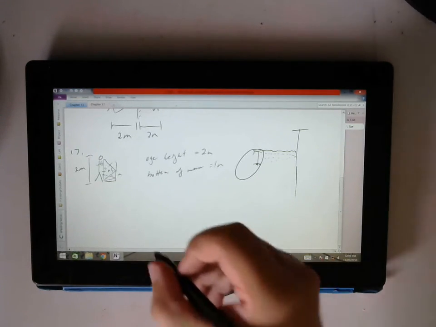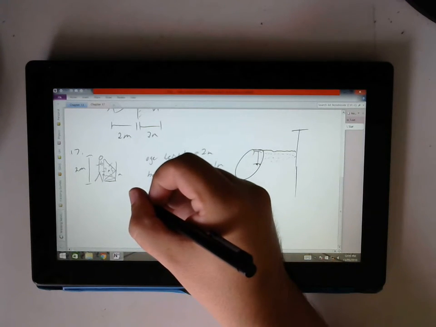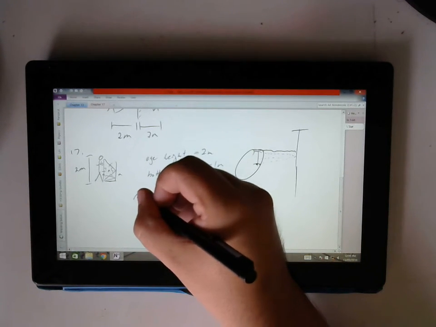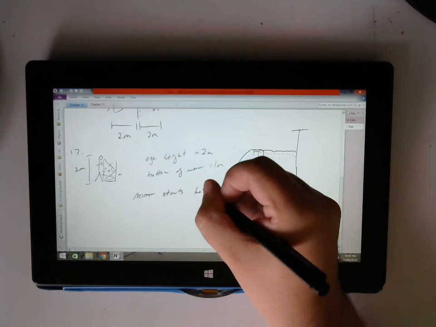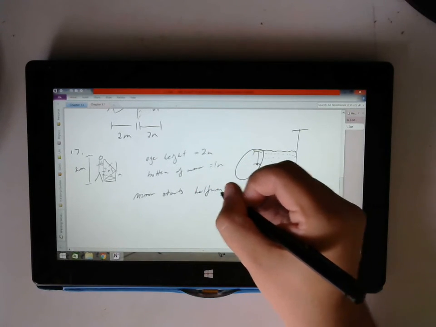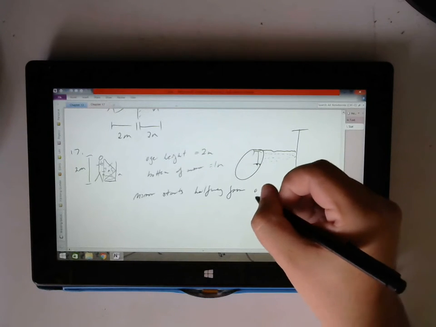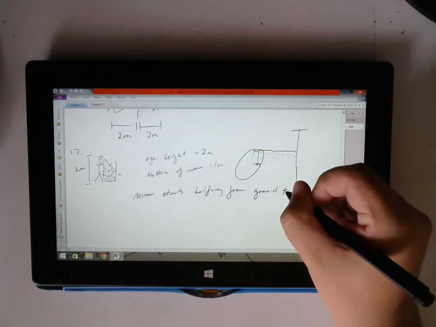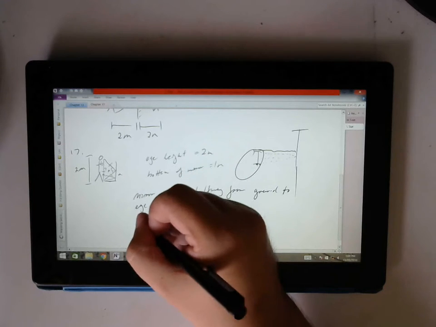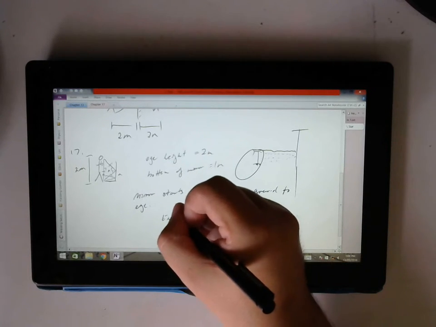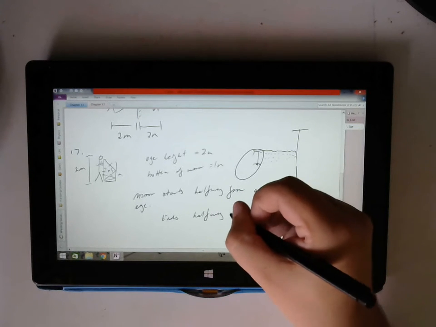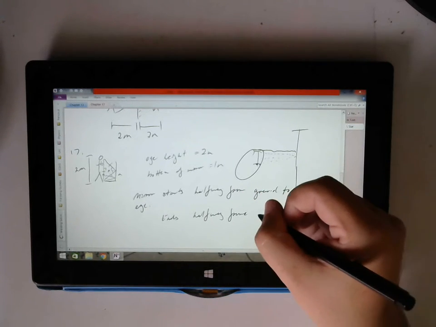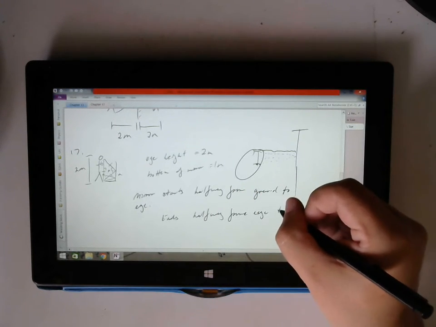The real requirement is that the mirror starts halfway from ground to eye, and it ends halfway from eye to top of head.